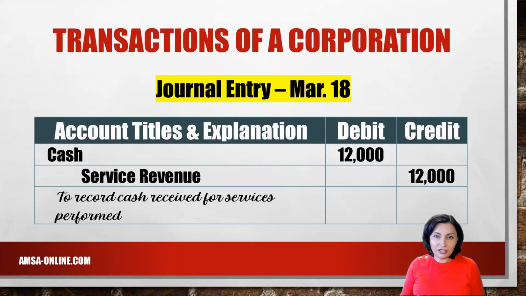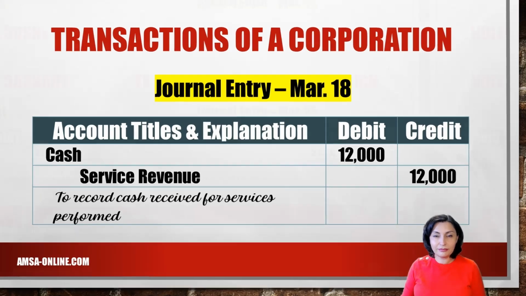On March 18th, the company received golf fees of $12,000 in cash. The fees received from customers is the company's revenue. Therefore, we record the transaction as follows. Cash is debited or increased for $12,000, and service revenue is credited or increased for the same amount. Revenue is increased by credit and decreased by debit.